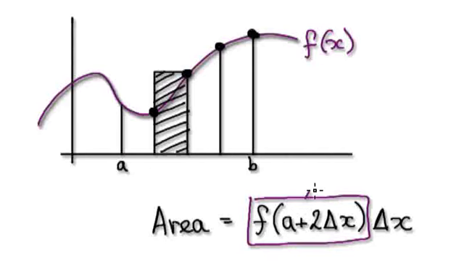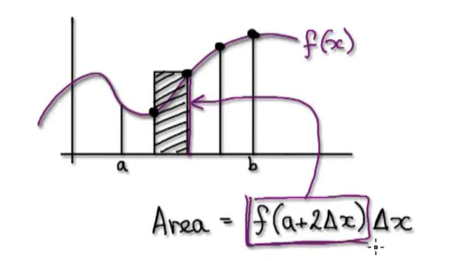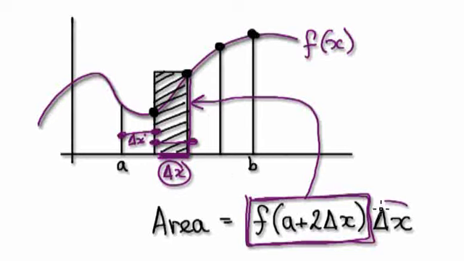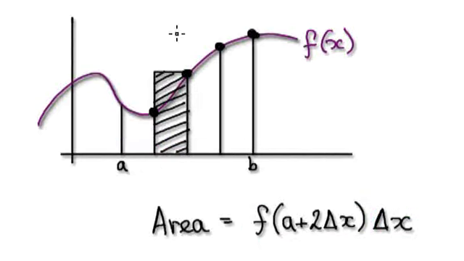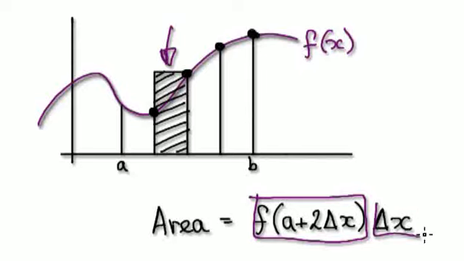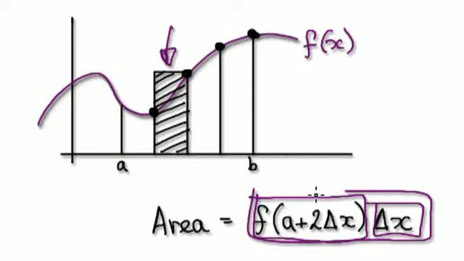Okay, so the height of this rectangle here is given by this, and now we need to times it by the width. The width here is delta x. Don't forget, delta x is also from here to here. Well, the width of this rectangle is delta x. So we need to times it by the width. So the area of this rectangle here is given by the height times the width, which is given by this.